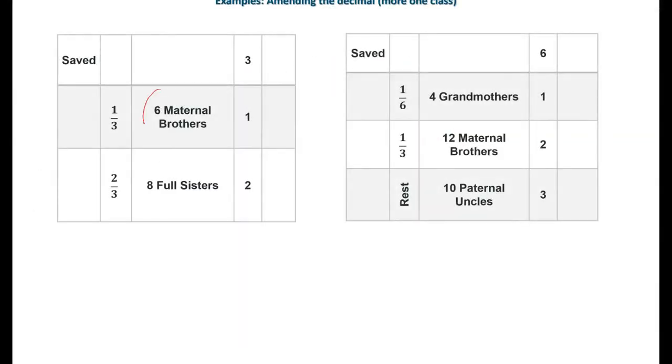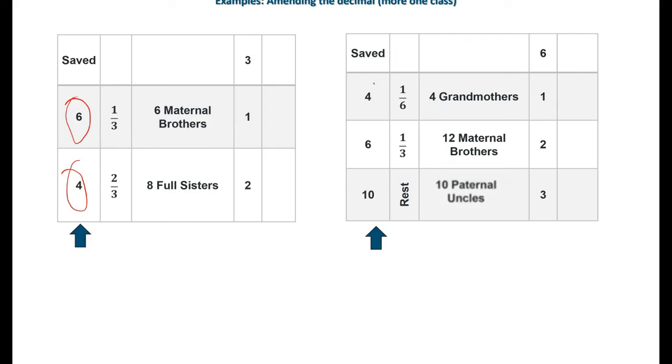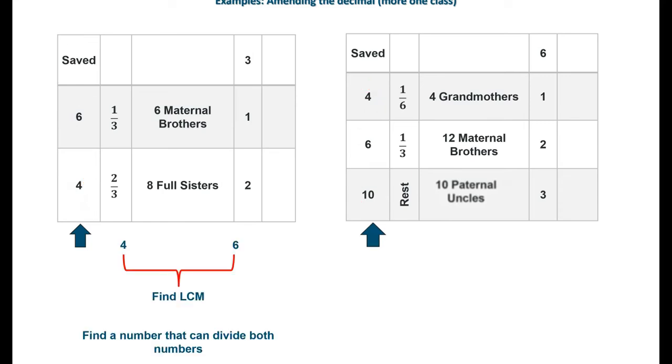In this example, we have 6 maternal brothers, 8 full sisters. And in the second example, we have 4 grandmothers, 12 maternal brothers, and 10 paternal uncles. The numbers that we saved here, in example number 1, we saved 6 and 4. And in example number 2, we saved 4 and 6 and 10. Example number 1, we have 2 numbers saved, 4 and 6. 4 and 6 have a number that can divide them both, which is 2.